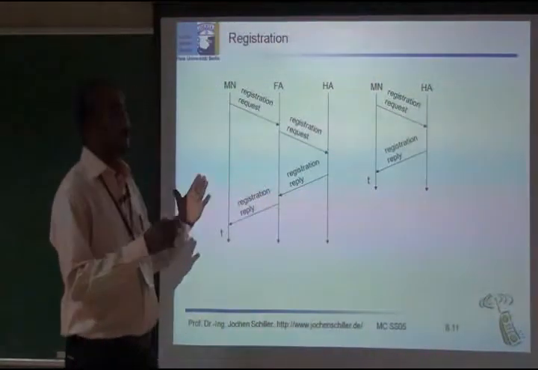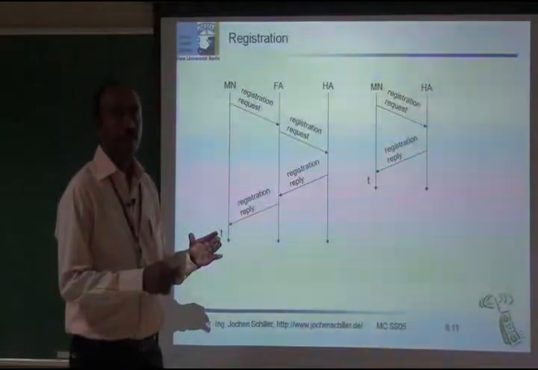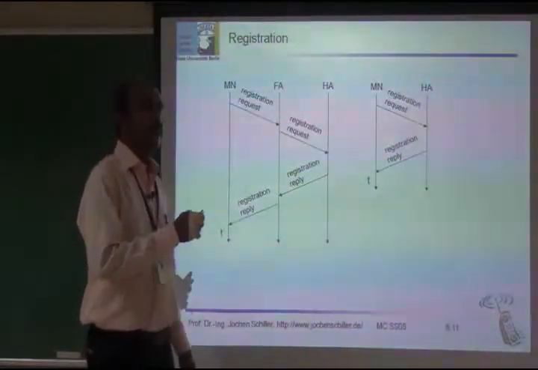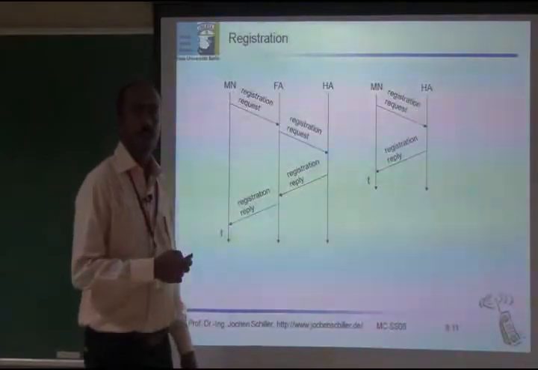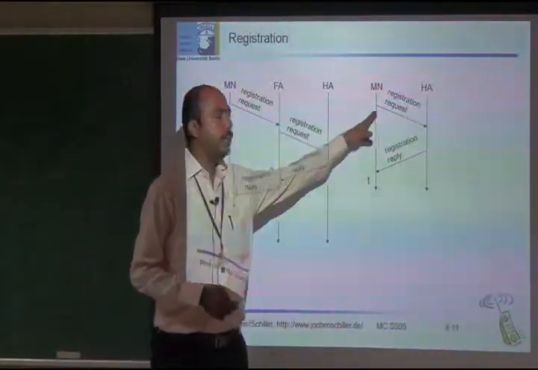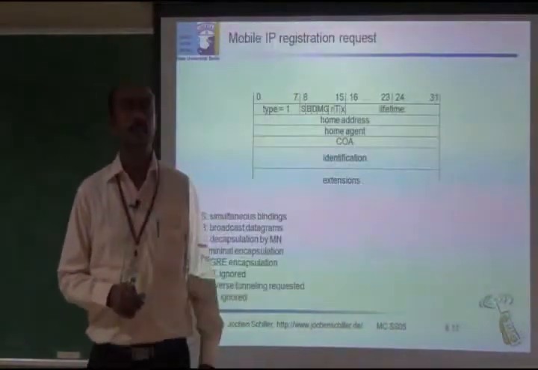So these are the two types of messages when the mobile node registers its presence to the home agent or foreign agent. If the mobile node has already moved to the foreign network, it will send the request to the foreign agent. When the mobile node enters into the home network for the very first time, it will send the registration request to the home agent.